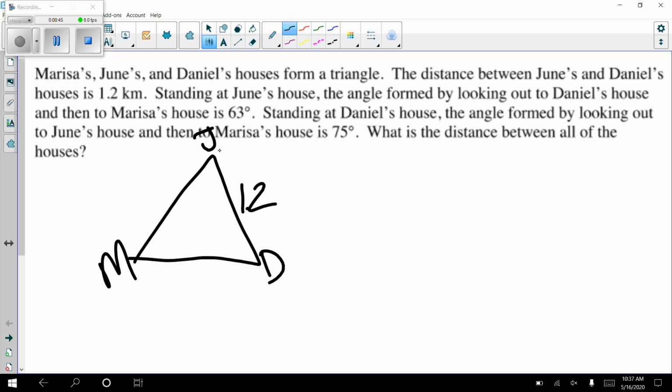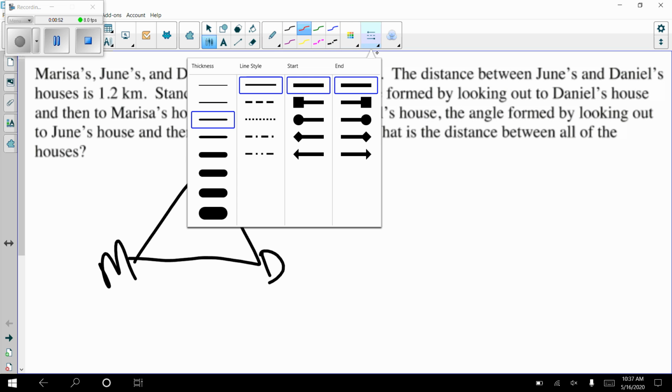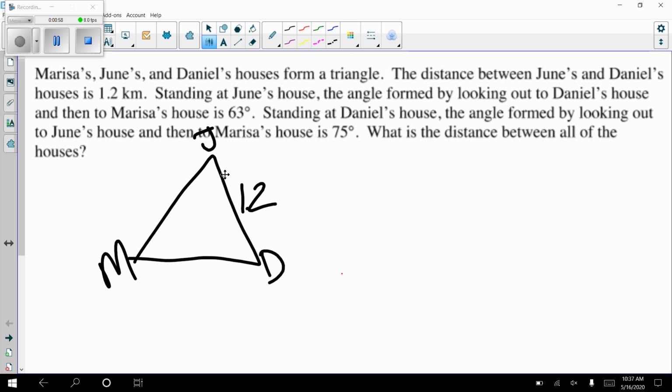So here's how I see that. Let me try to make this just a touch thinner here, if I remember how. Y'all know it's been a while. Starting at Daniel, it's almost like going down and then going across this way. Daniel's house to Marissa's house is 63 degrees, so I think that would go there. Standing at Daniel's house, the angle formed by looking out to June's, so this way and over to Marissa's, is 75 degrees.